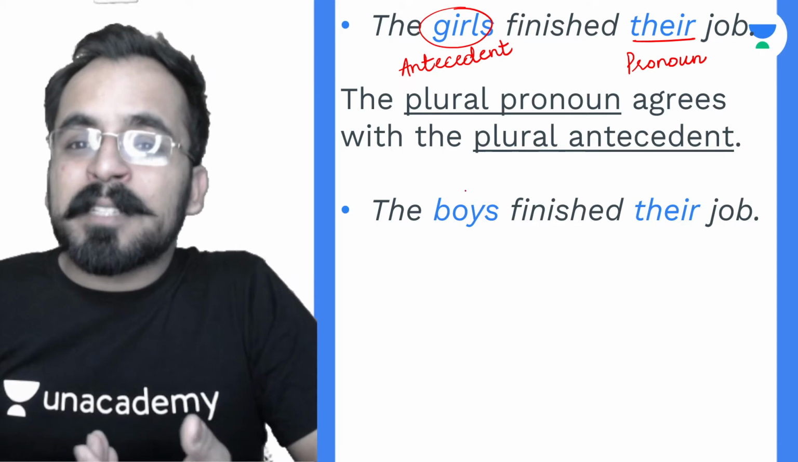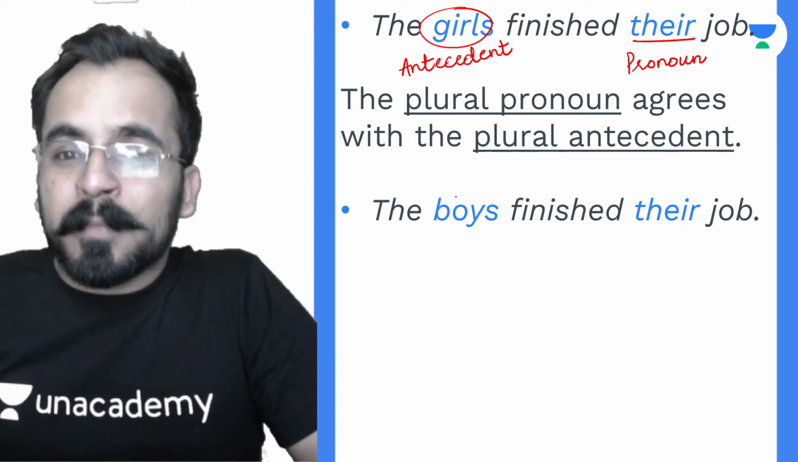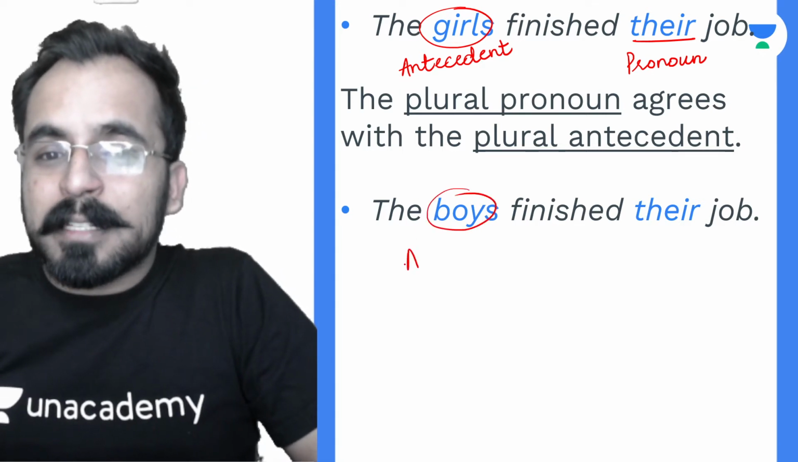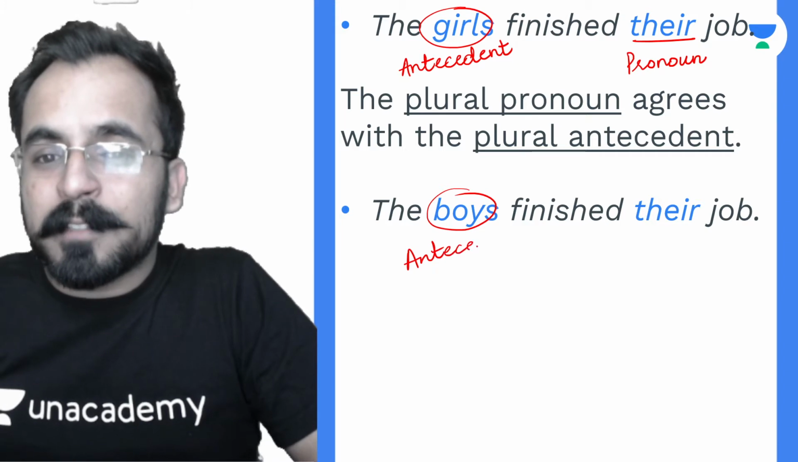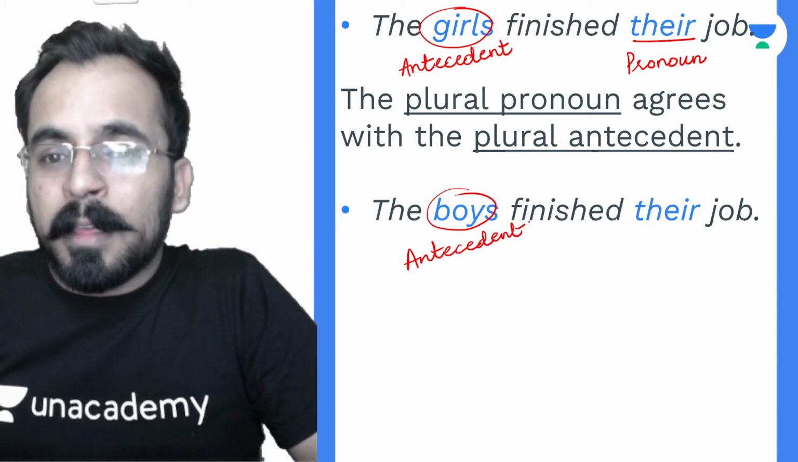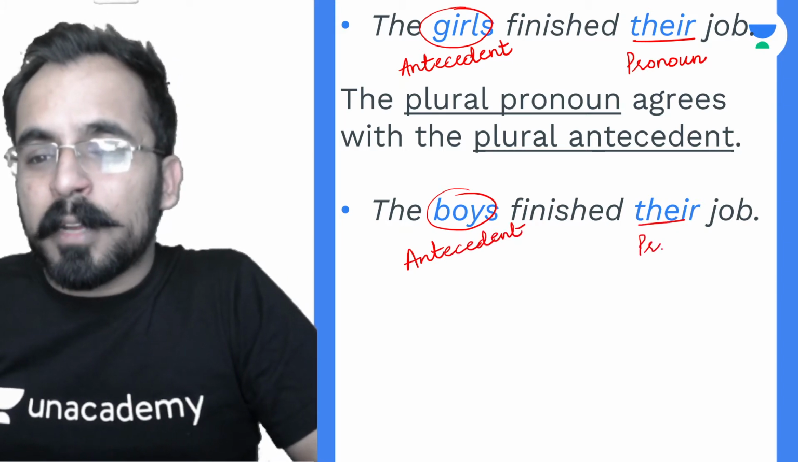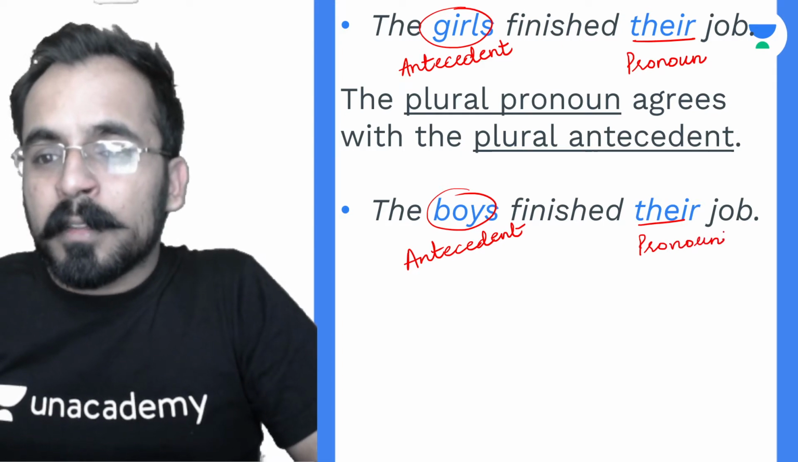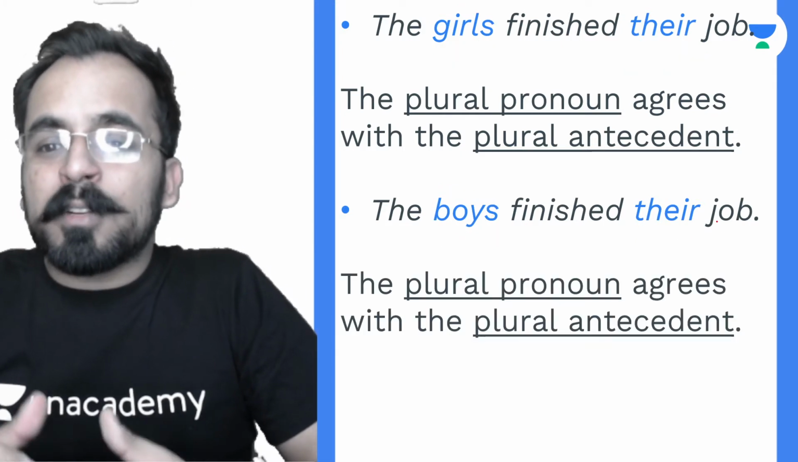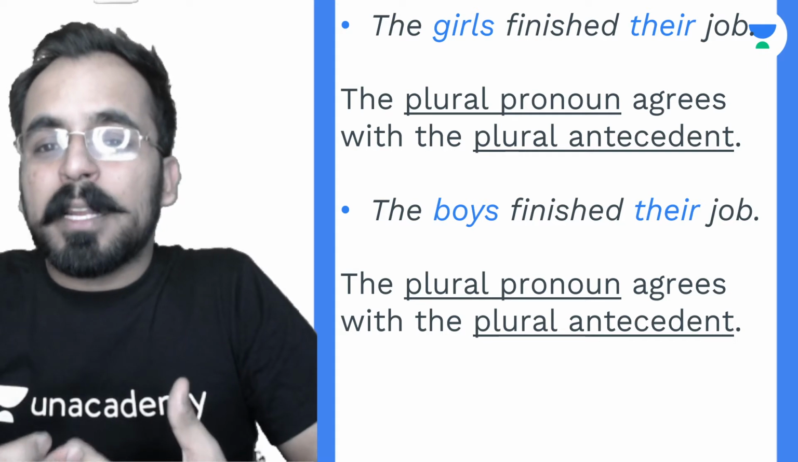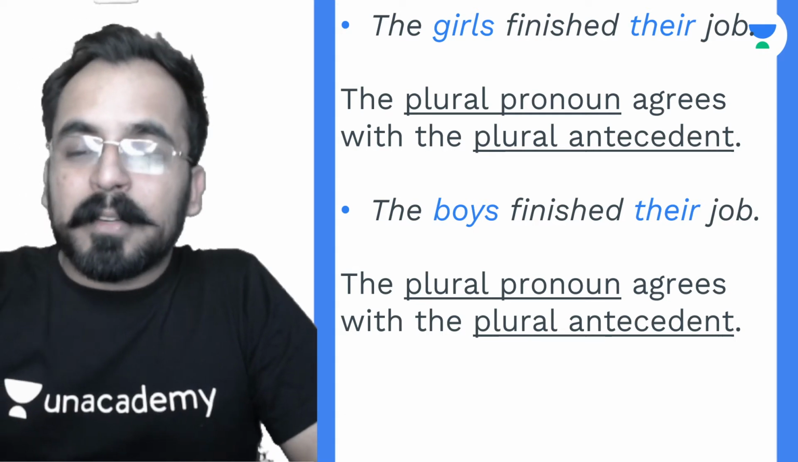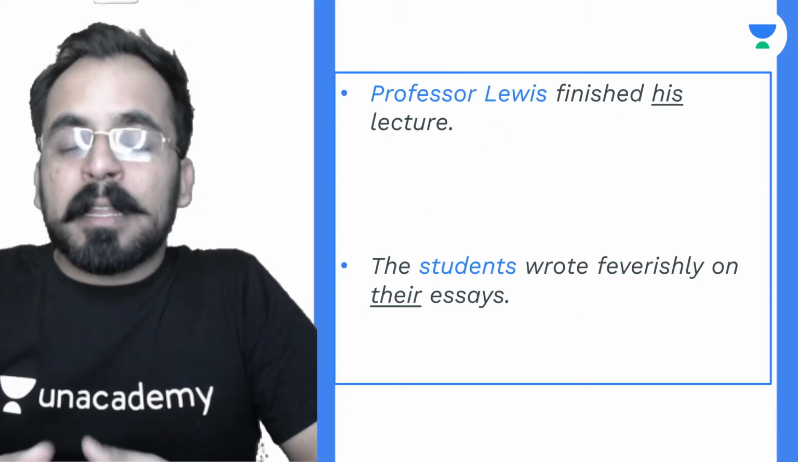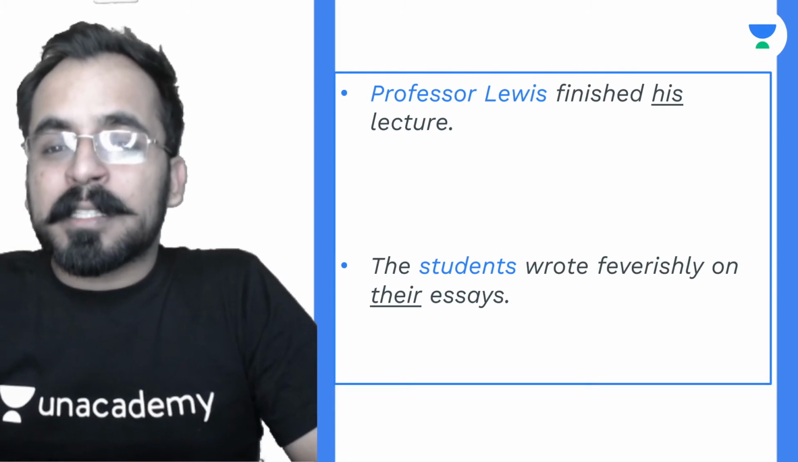The boys finished their job. So the boys is your antecedent which the pronoun refers to, and there is your pronoun. Alright. So the plural pronoun agrees with the plural antecedent. Right? Okay. Let's look at these two examples.